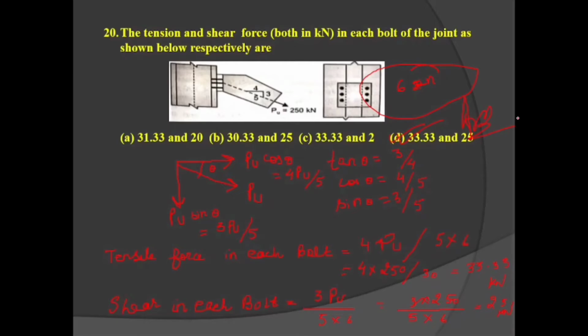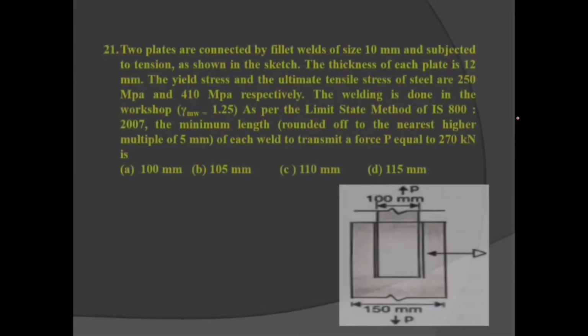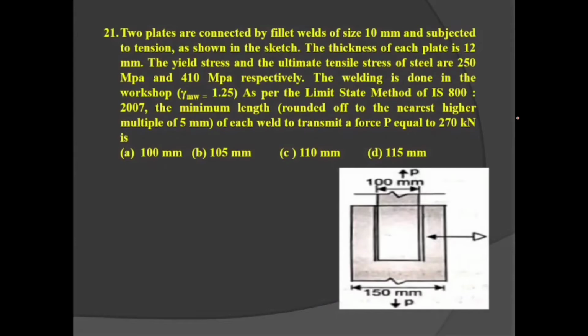Now let's move towards the next question, that is the 21st question. Two plates are connected by a fillet weld of size 10 mm and subjected to tension as shown in the figure. Thickness of each plate is 12 mm. Yield stress and ultimate stress are given. Welding is done in the workshop as per the limit states method. Find the minimum length, to the nearest higher multiple, of each weld.